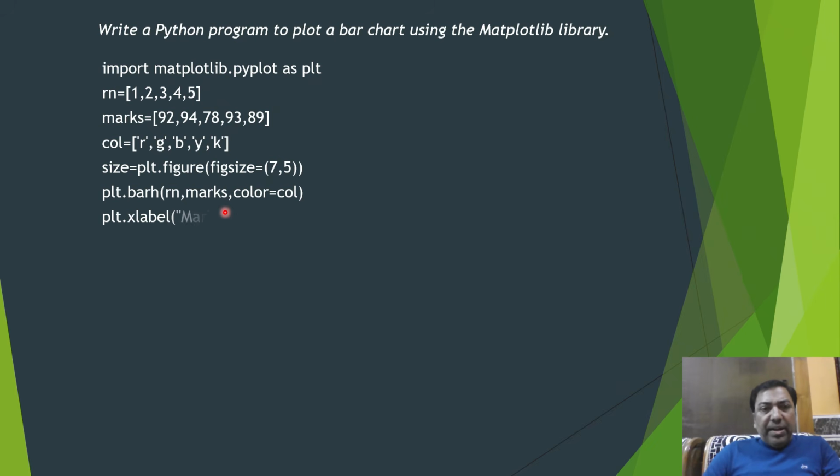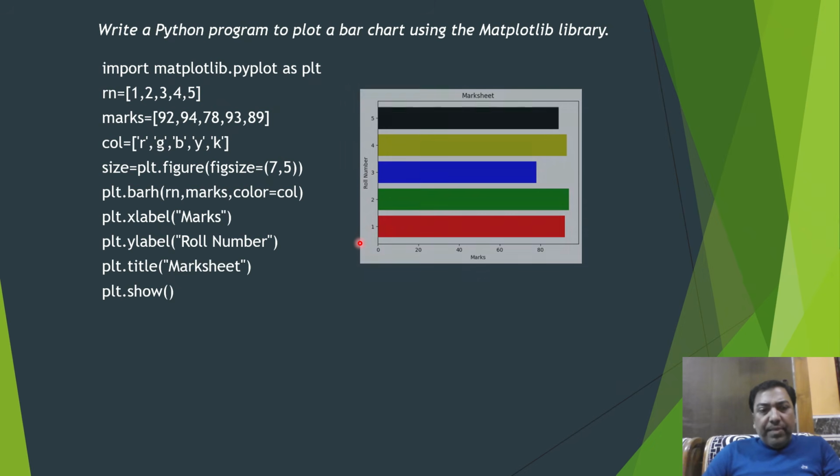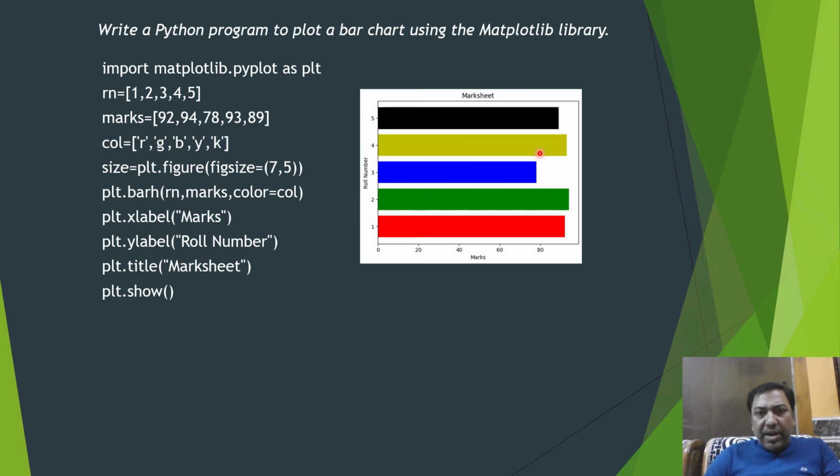Then here rest everything is the same. X label marks. As we have discussed, the first value is the y-axis value, that's why here y label is roll number and x label is marks, and the rest is the same. Now when you run this program, this type of bar will appear. Title is mark sheet. Here marks is the x label, and roll numbers are on the y-axis. You see here the first value is on the y-axis and the second value is on the x-axis. So the rest of the things are the same.